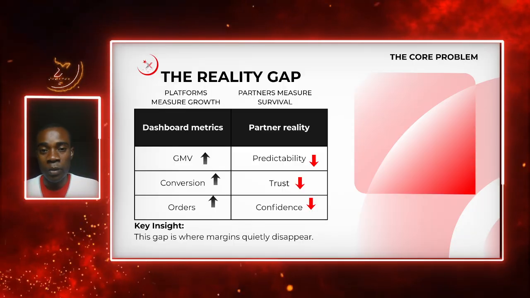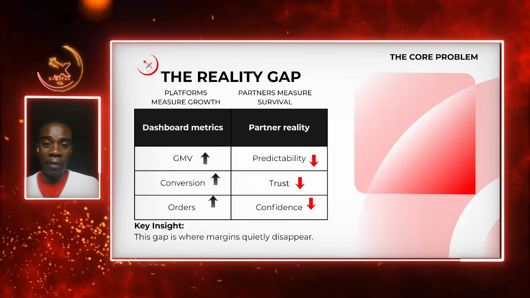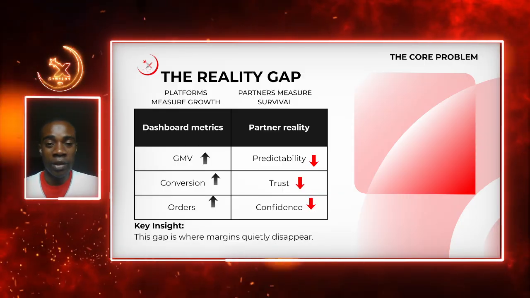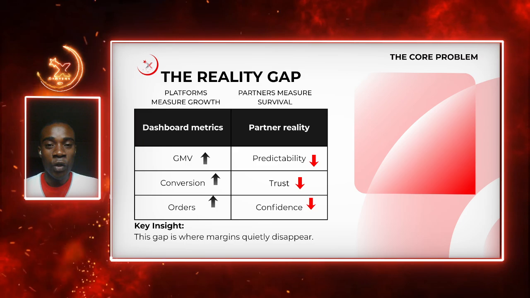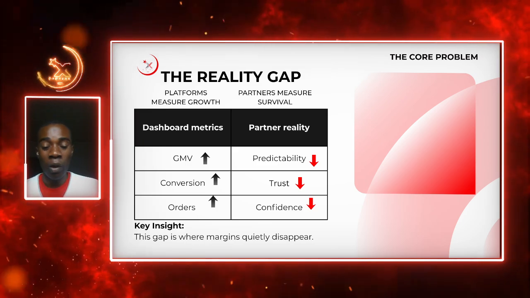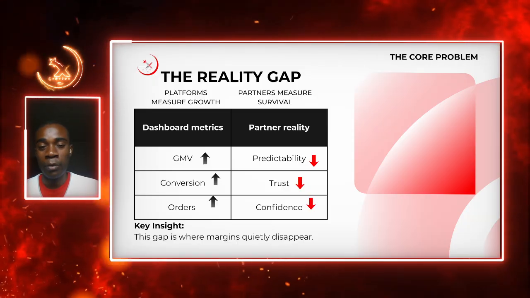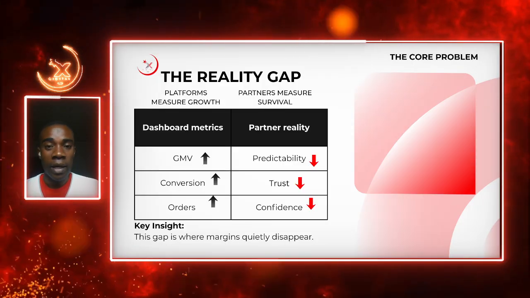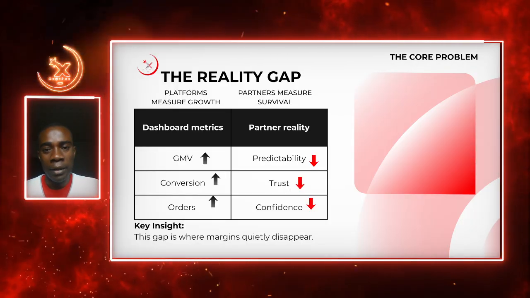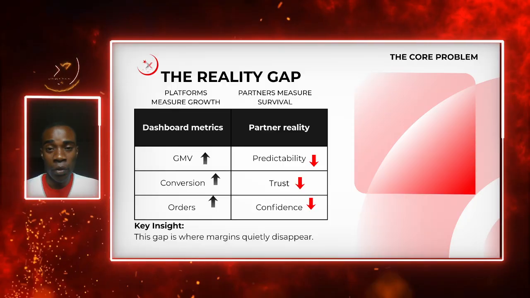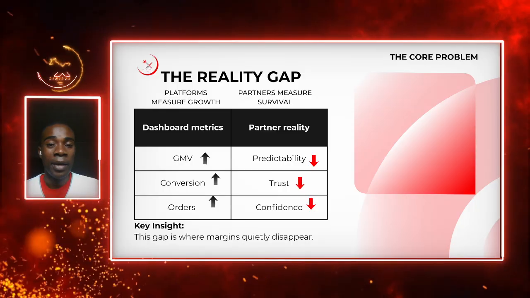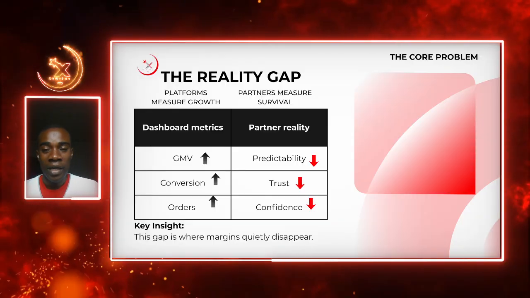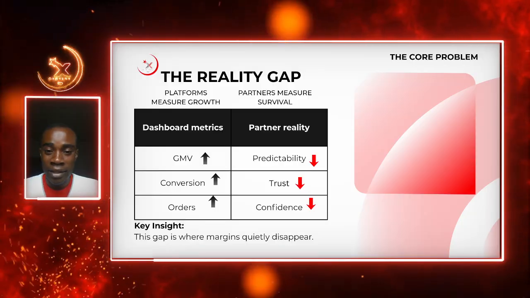Now, this is not an ops problem or an operations issue. It's rather an economics problem that's manifesting in operations. And platforms are like opium. They treat the symptoms while the disease spreads. But today, you're going to learn what the partner economics loop is exactly, what each variable stands for, what happens when one variable breaks, which is the domino effect, and the step-by-step implementation process. When platforms measure growth and partners measure survival, that gap is where margins quietly disappear.